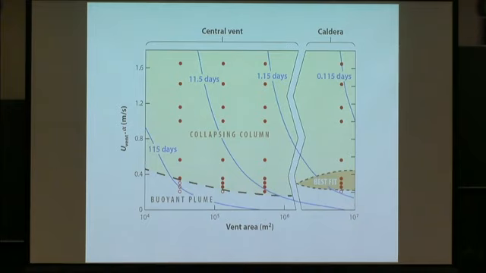The light shaded regions are simulations that collapsed, and the open circles are simulations that produce buoyant plumes. And what I plotted here, because we know the total eruption volume and we know the vent velocity, we've calculated vent velocity, volume fraction, vent area, you can create these timelines, and that's what I've done here.